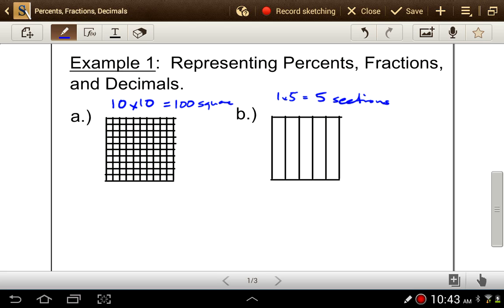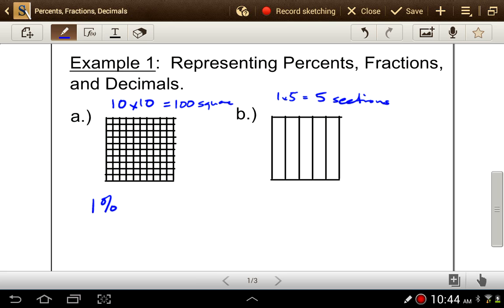When I give you this grid, I want you to be able to tell me what percent each section is, what the fraction of each section is, and what each decimal represents. Since there's 100 squares, each section, not the whole thing, matters. The whole large square always represents 100%. So if I only have 1 out of 100 of them, that represents 1%. I have 100 of them, so each square represents 1%. 1 times 100 is 100%.